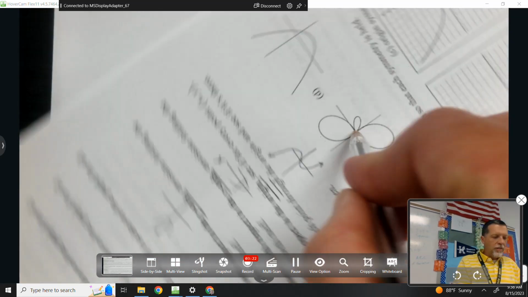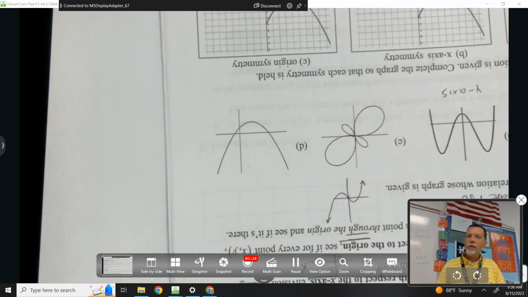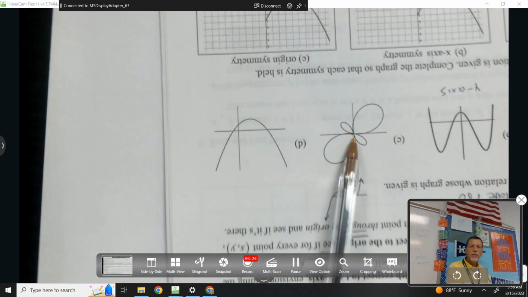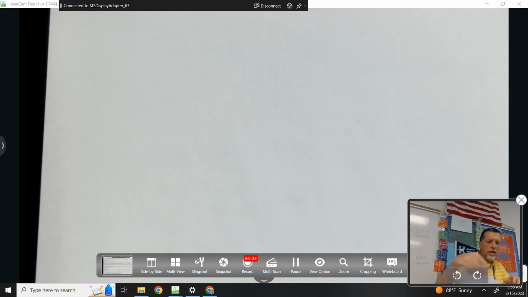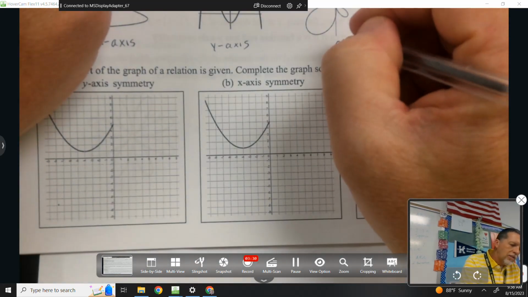What about C? Origin. If I rotate that 180 degrees, it's helpful to have 2 graphs so you can compare. Of course, that's a little bit difficult on the test. Lean over and be like, hey, rotate yours 180 and let's see. But if you rotate that 180, it's the same. So that has symmetry with the origin.